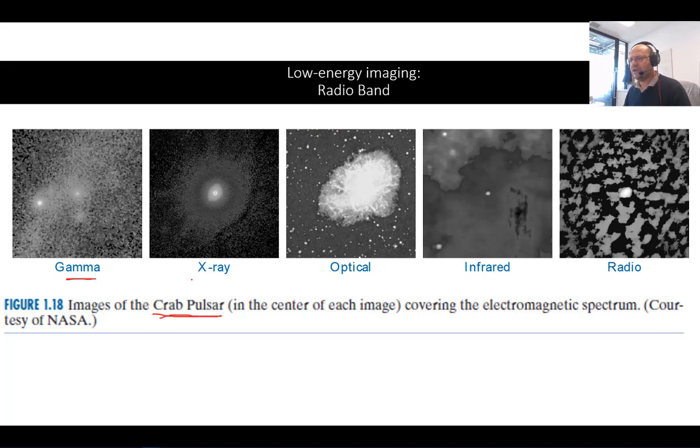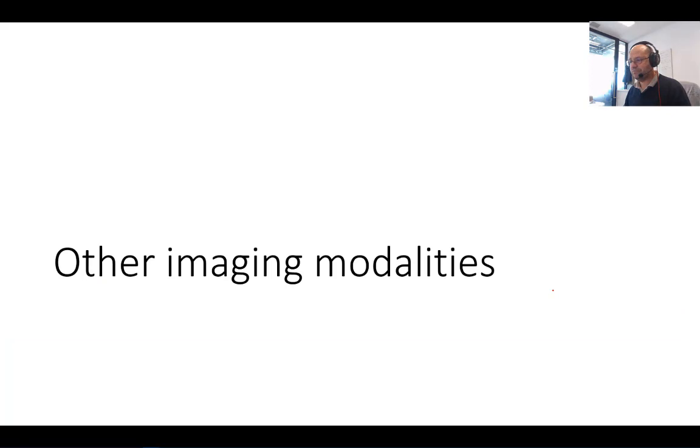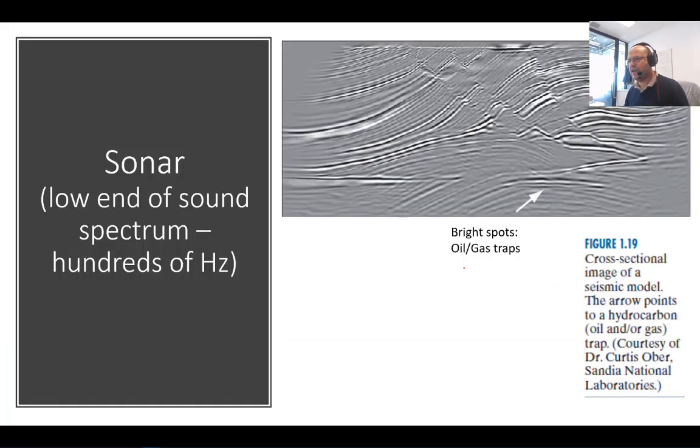Low energy radio band, so this is the gamma, this is crab pulsar, another astronomical object. This is the gamma radiation of the crab pulsar. This is the X-ray. This is the optical, infrared, and radio. So you can see that distinct frequencies have distinct information. Other imaging modalities, sonar.